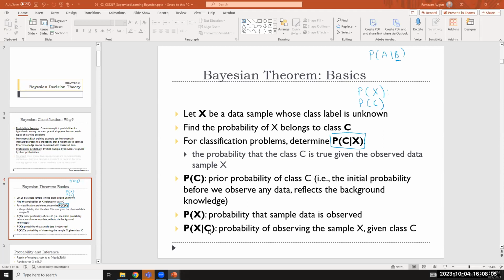For example, X could be student. Okay, what is the probability that we observe a student in the general population? Let's say our class is buys computer. Okay, given that this person bought a computer, what is the probability that they are a student? So I restrict my population now to that specific class. In that class, what is the probability that I observe that X? Does it make sense?